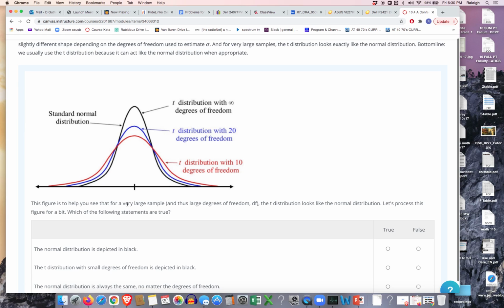Anyway, the figure is to show you that for a very large sample and large degrees of freedom, n minus 1 df, the t-distribution looks like Z, because it is.